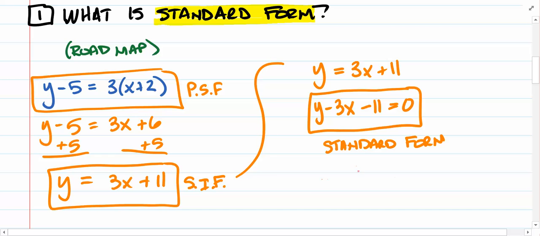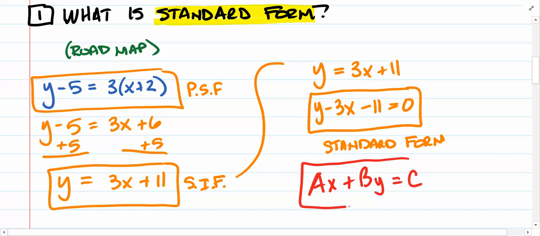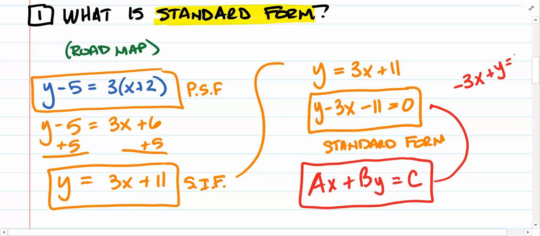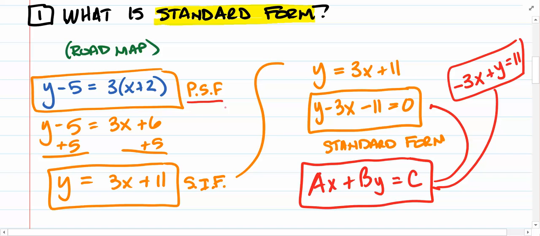The book tells us that we can represent this as ax plus by equals c. So this is how the book allows us to write in standard form. So to tie this back into this one, I would rewrite it as negative 3x plus y is equal to 11. So to make it more official, to make it match with the book, that's how I would write that one up there. So, in a review, we can take any equation that's in point-slope form, we can get slope-intercept form, and then we can also get standard form from that as well.